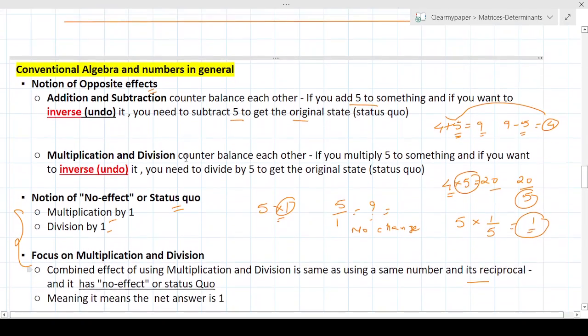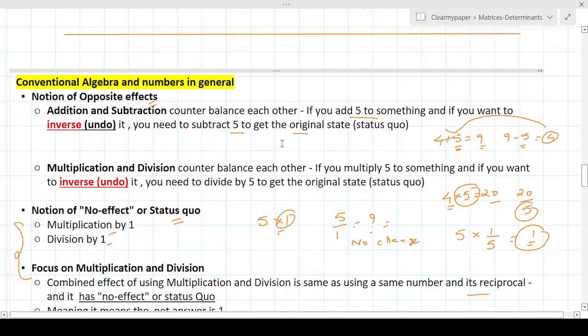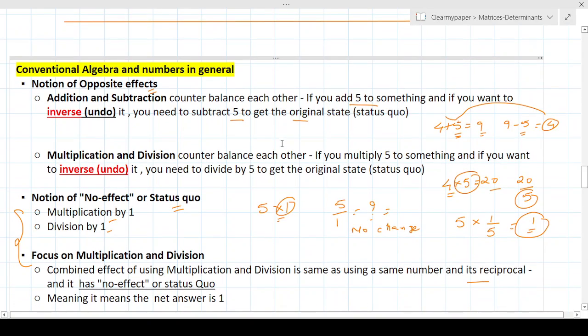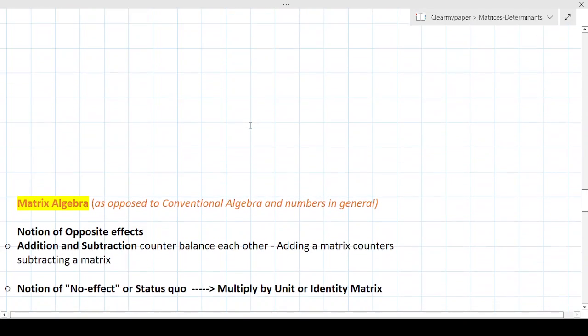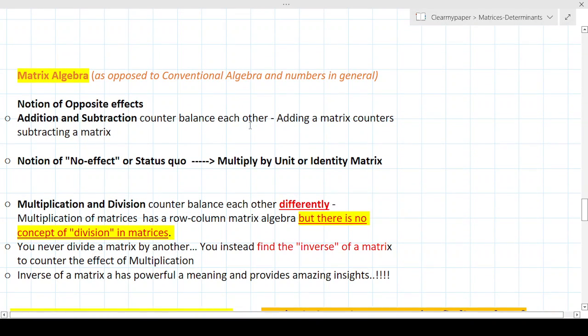So now let's apply the same set of logic and draw a parallel of what it would mean in the world of matrix algebra for all of this. Okay, I'm taking the same sequence, okay? So this is matrix algebra now, and this is where we need to pay attention.